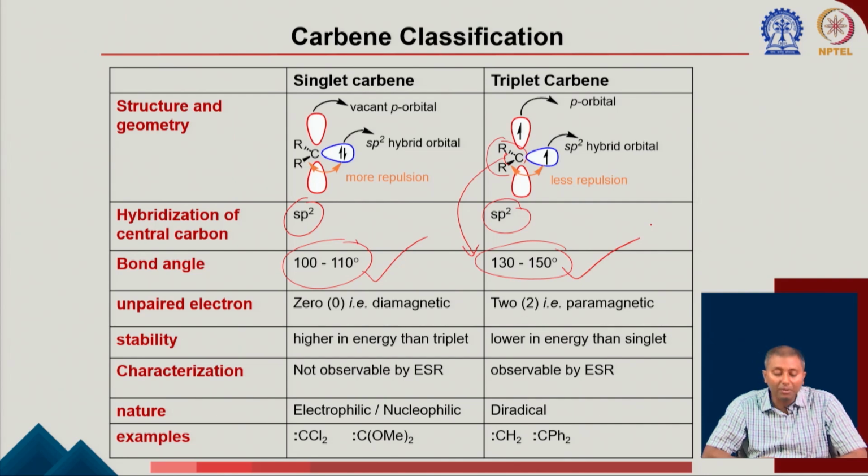So what is happening in the case of singlet? In the case of singlet, you can see that you have 2 electrons paired up in this orbital, and this is an sp2 hybrid orbital.